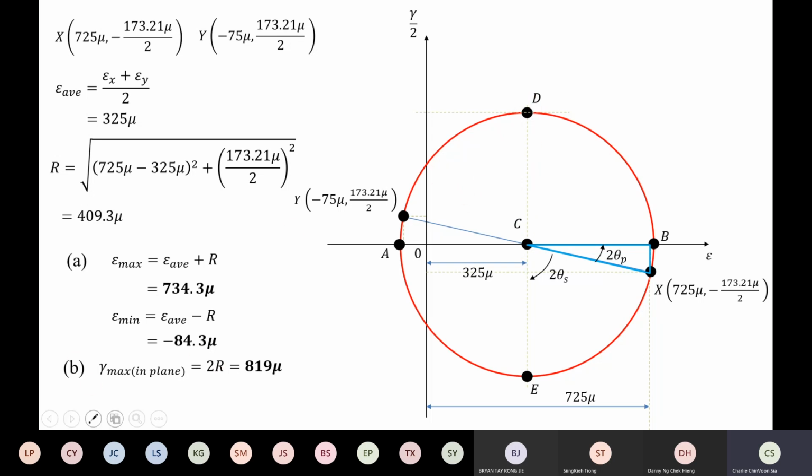So for this case, all you need to do is use the shear strain equals 2R, and you will get the answer. So this is how we calculate the normal strain and shearing strain from the Mohr's circle.